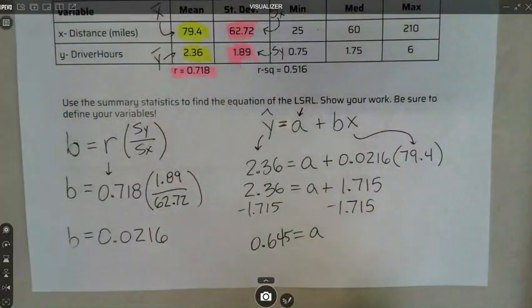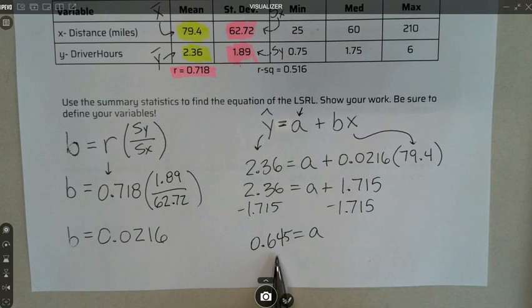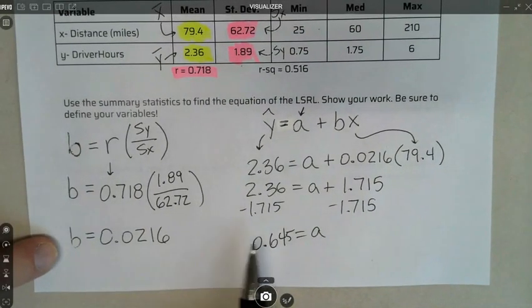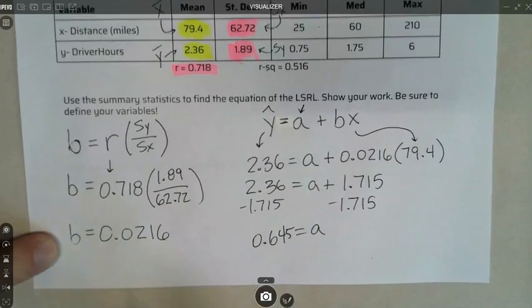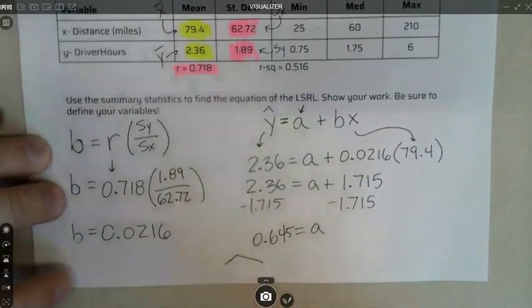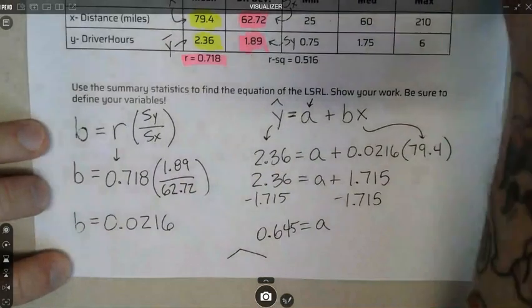Which would mean if the delivery was a distance of 0 miles, it would take about 0.64 hours to complete that delivery. And that might be accounting for the non-driving part of delivery, like maybe loading or unloading the trucks or things like that. So now let's put our equation together. We have our y-intercept a, we have our slope b. So here is our equation, here is our model.